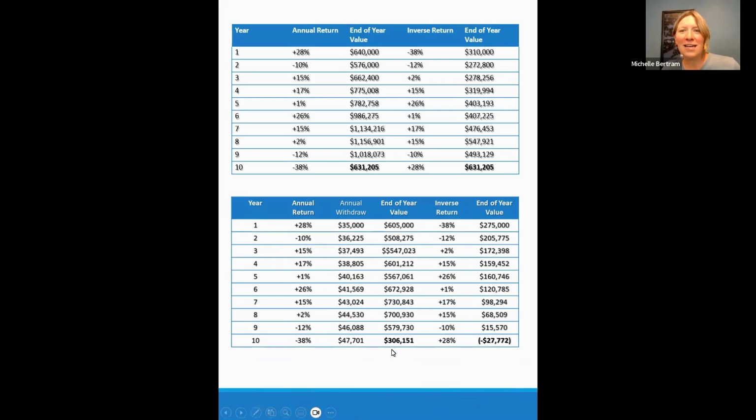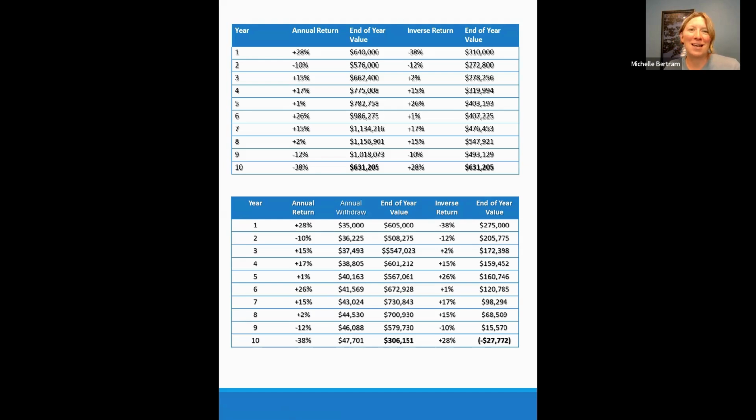At the end of that 10 years, that given period of time, you still have this balance of 300,000 left. And we started with 500 for this example. Now, on the other hand, if we have the bad years first, and then we still have the good years, we still had all the same good years, bad years in here, just in a different order, you see that you run out of money when the negative years come first.